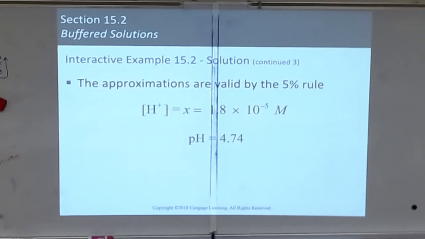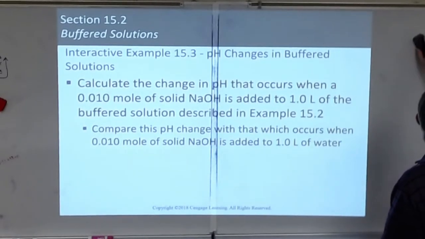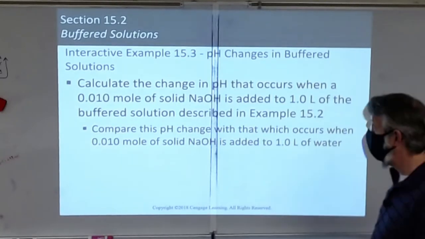Now, given that, I want to calculate the change in pH that occurs when 0.01 mole of solid sodium hydroxide is added to a liter of the buffered solution that we just described in example 15.2. Then we're going to compare that change to what happens when I put 0.01 moles of solid sodium hydroxide in 1 liter of water. Now, why did I use 1 liter of water? Because it does what? Makes for what? All right, molarity. What's the formula for molarity?